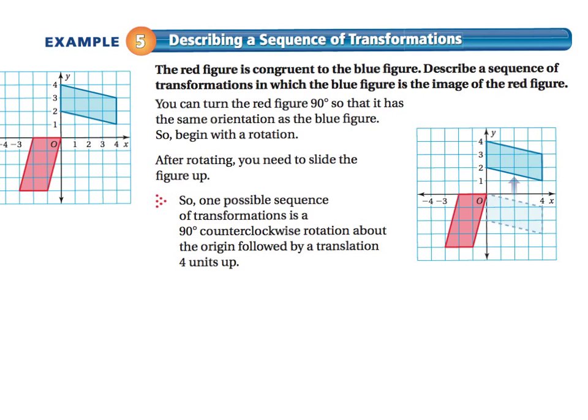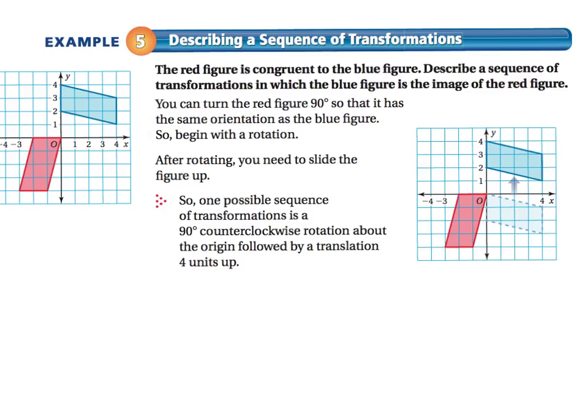Now, before we start number 5, let me tell you something. This is only one possible answer I'm giving you. There are many. I want you to tell me how I could take this red shape and move it to the blue shape. Give me a sequence of transformations in which the blue figure is the image of the pre-image of the red figure. So here's what I'm going to do.